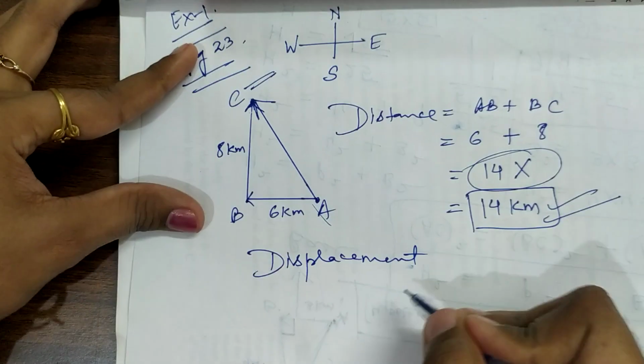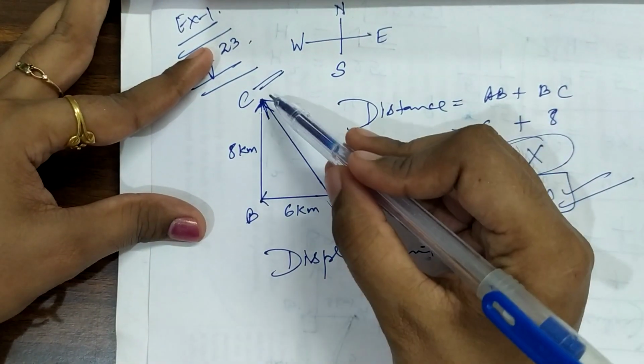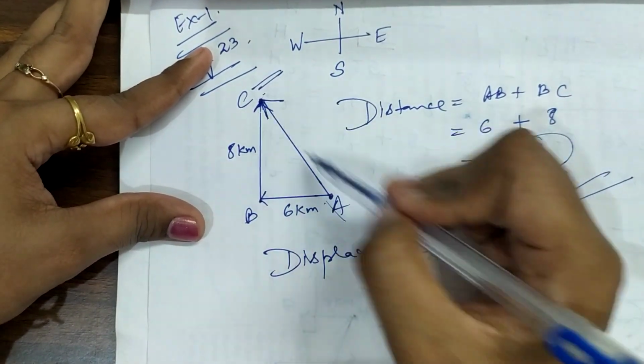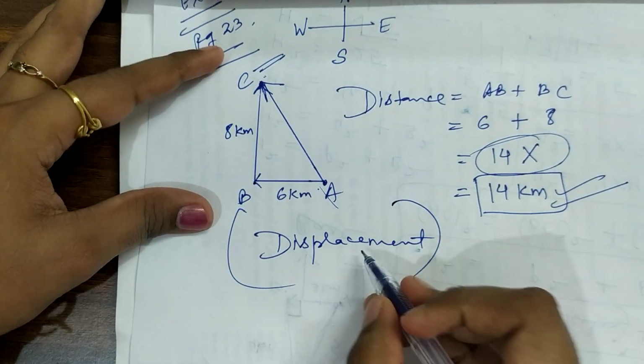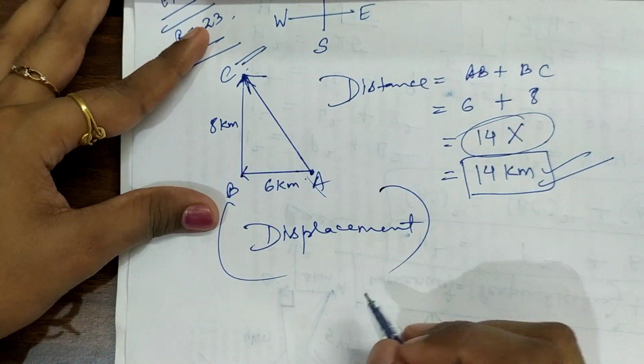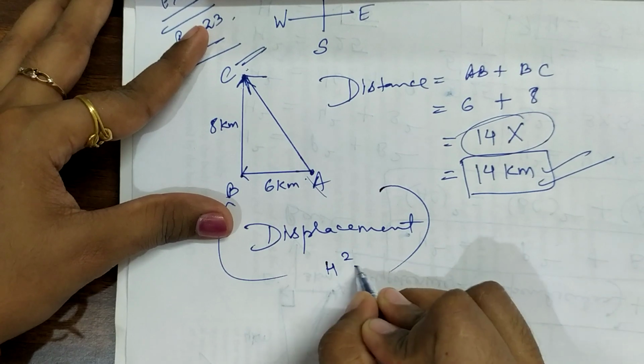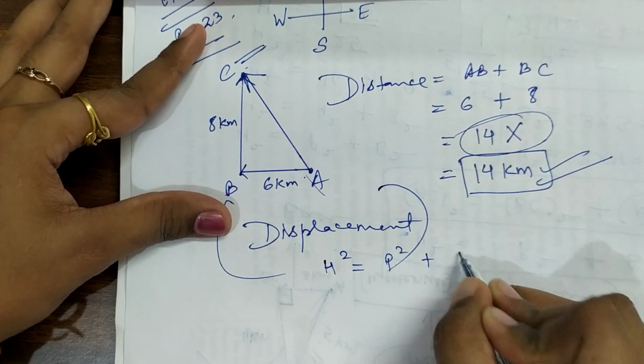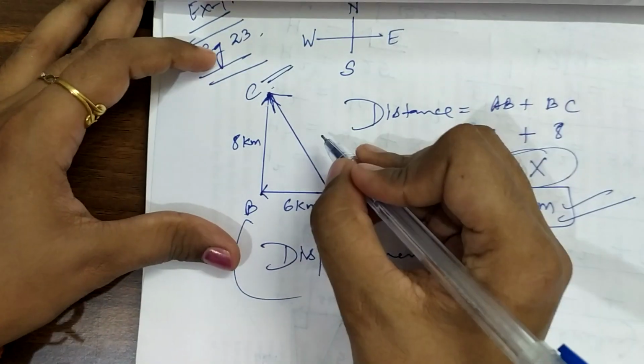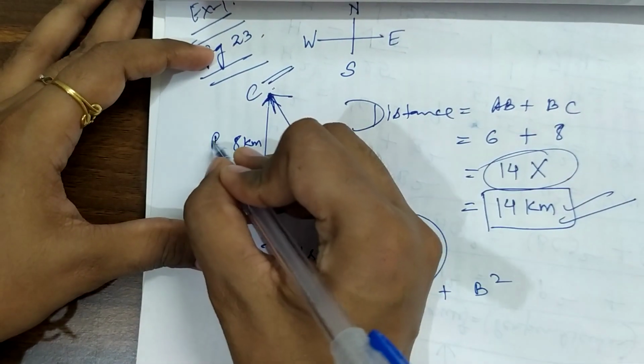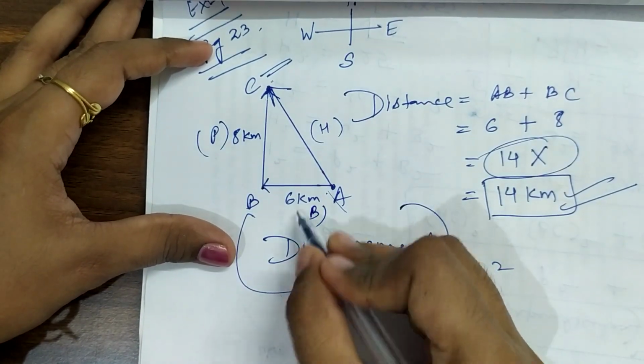Displacement के लिए, what is the displacement? Shortest distance. So C पे जाने के लिए shortest distance क्या है? AC. And for finding displacement, which theorem we have to apply? Pythagoras theorem. So hypotenuse square is equals to perpendicular square plus base square. Hypotenuse आपका ये हो गया, perpendicular आपका normal हो गया, base आपकी sleeping line हो गई.